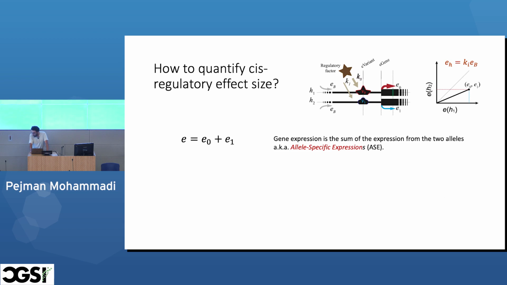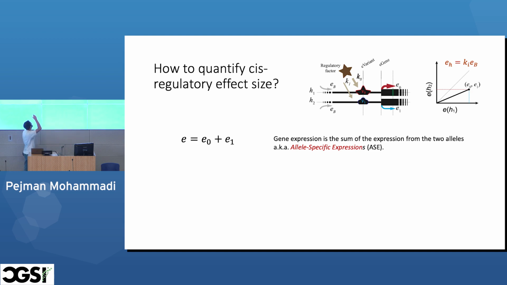So, all right, now we have the eQTLs. How do we quantify the regulatory effect size? So this is the idea of cis-regulation. You have two copies of your DNA, and there is some position that is, let's say, binding to some regulatory factor, and depending on what type of genetic variation you have at that point, maybe you will produce more or less expression. So here I'm showing that you're producing a little bit more expression from that red allele and a little less from that blue allele.